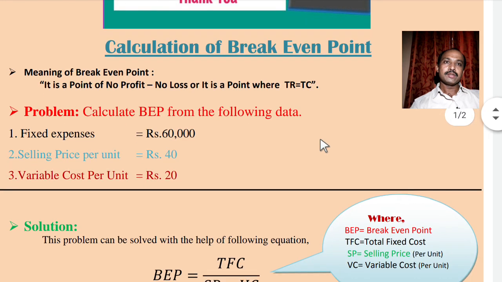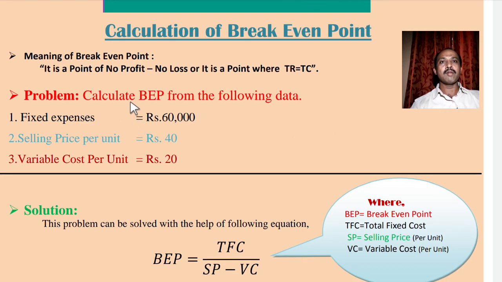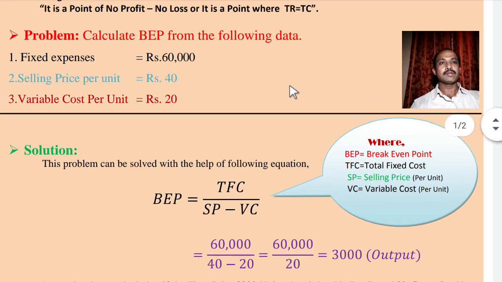Okay, so let us see the problem. Calculate BEP from the following data. Fixed expenses are 60,000 rupees, selling price per unit is rupees 40, and variable cost per unit is rupees 20. On this basis we will calculate the BEP. Got it?